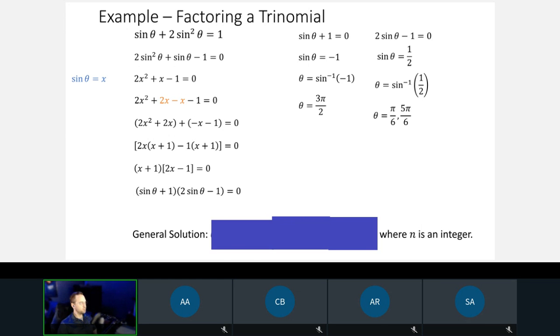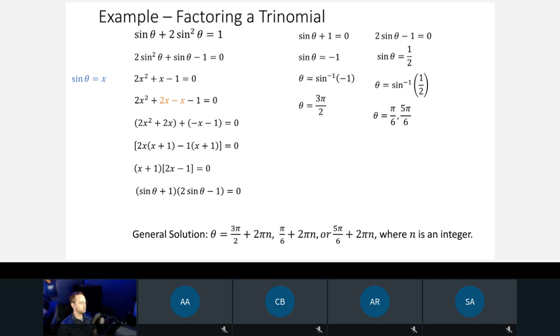All right, so then we just write them all in general notation. It's sine, so it's 2 pi n.